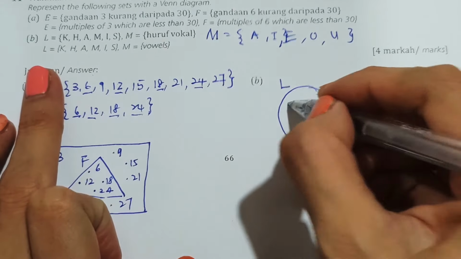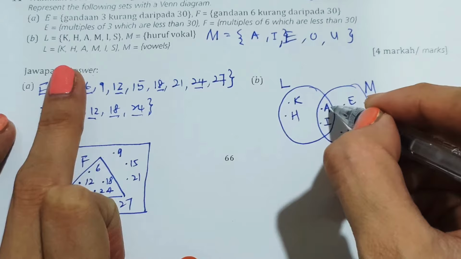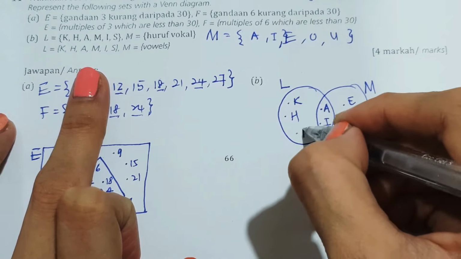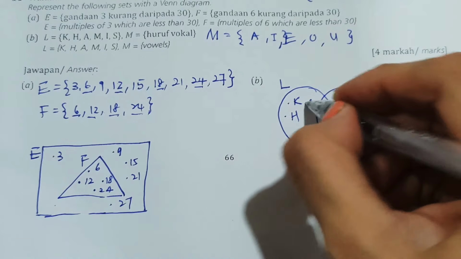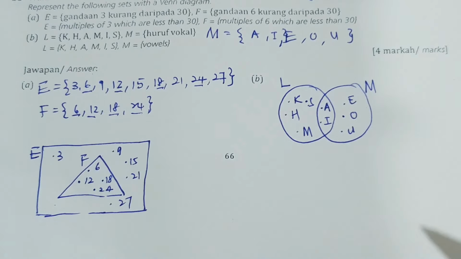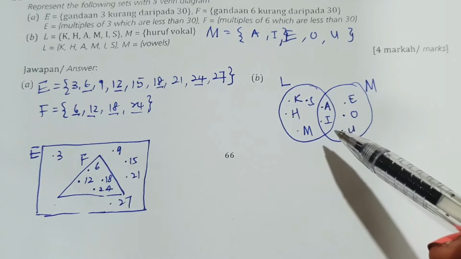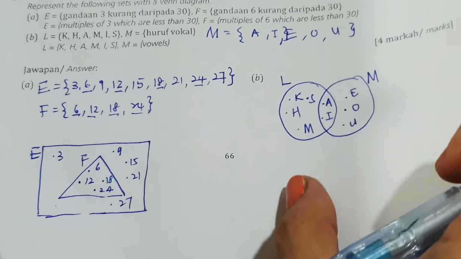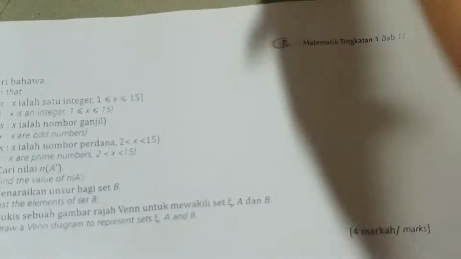L is Khamis, right? So K is here, H is here, A is here, M, I, and S. Okay, make a dot. Make the dot visible. Alright? So this is the answer. Okay, let's go to the next question.